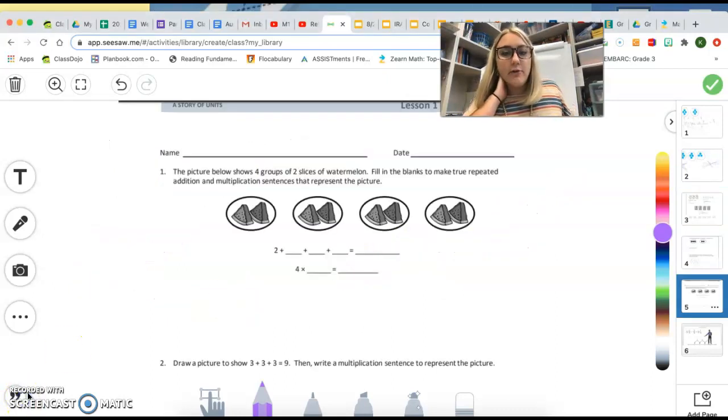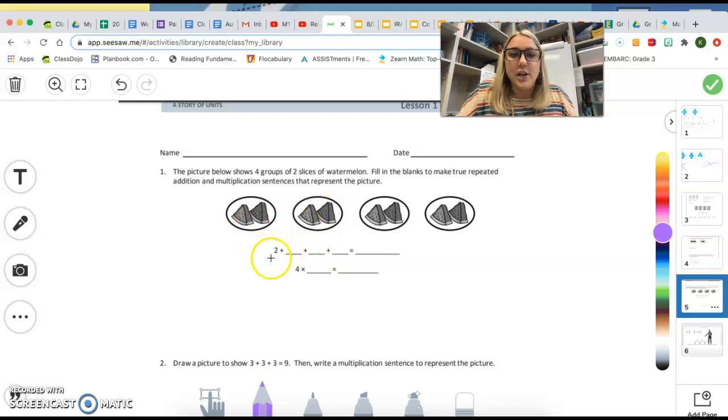Okay, we're going to go over your exit ticket that you did on Seesaw yesterday really quick just to make sure that you have the right answers and you understand what's going on. It says, the picture below shows 4 groups of 2 slices of watermelon. Fill in the blanks to make true repeated addition and multiplication sentences. Okay, so this is important. They have equal groups right here. There's 2 watermelons in each group.